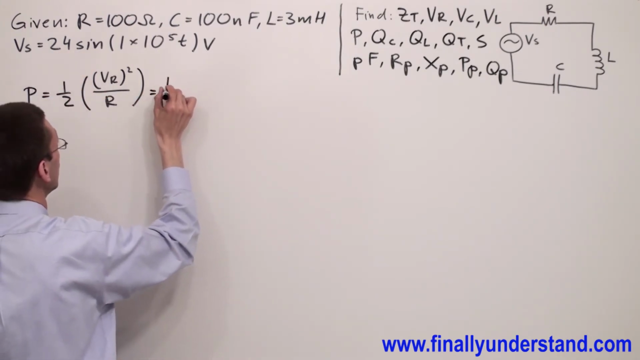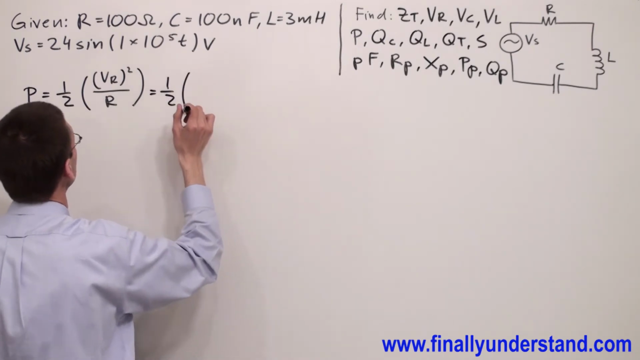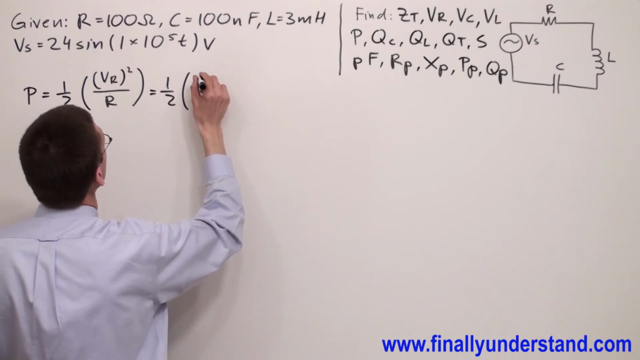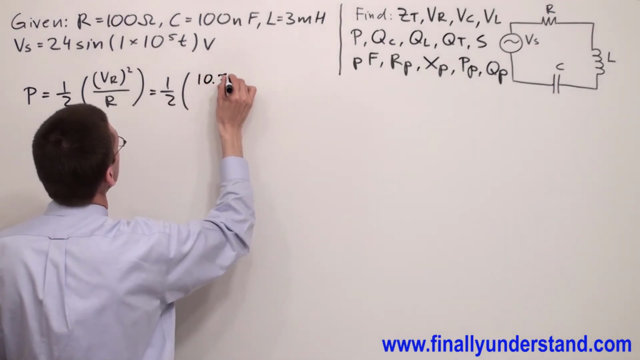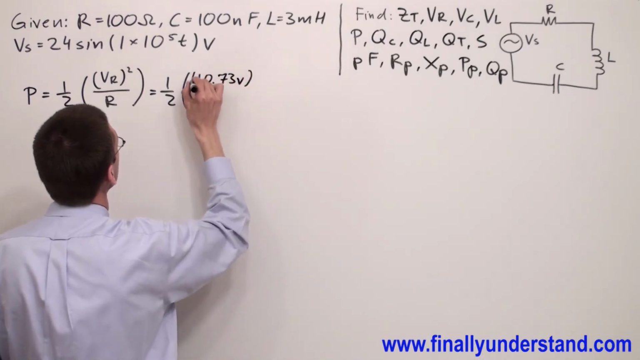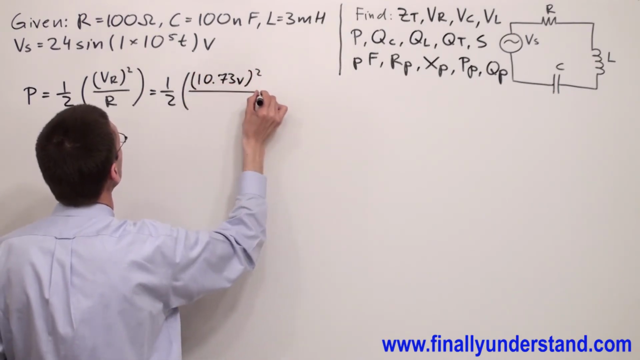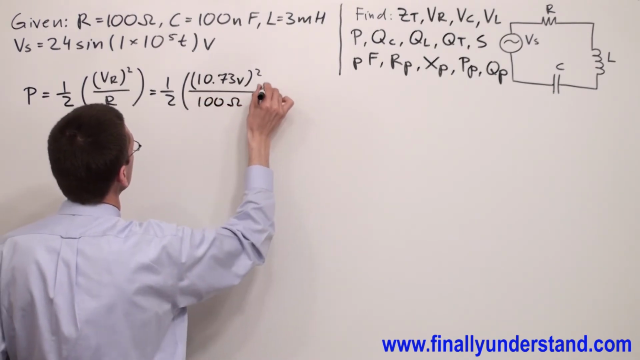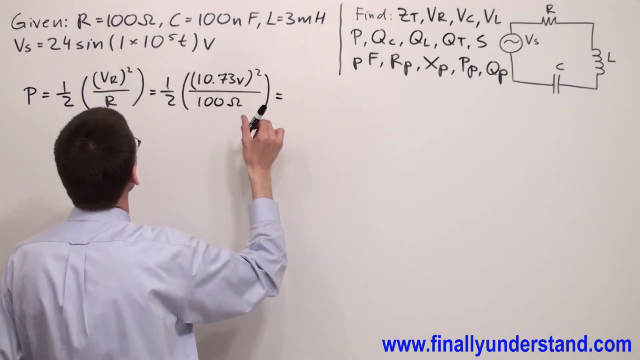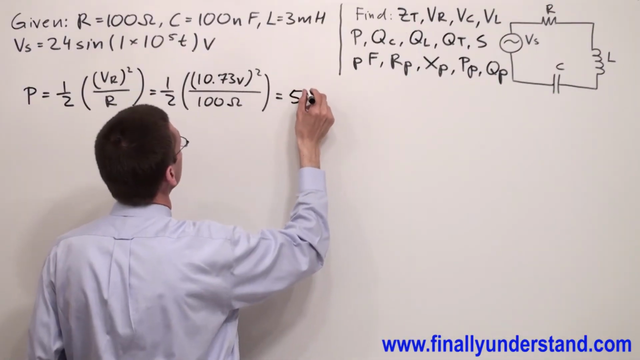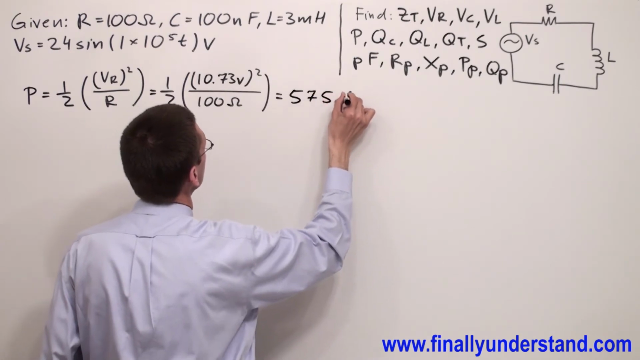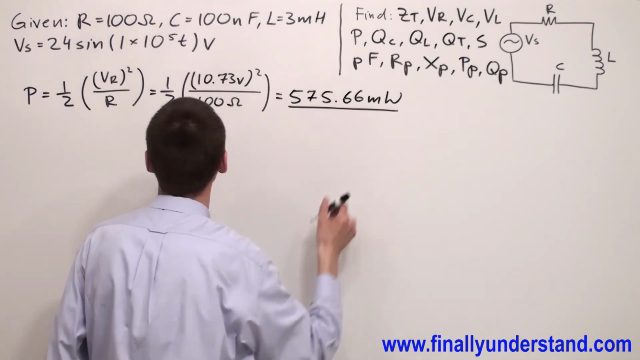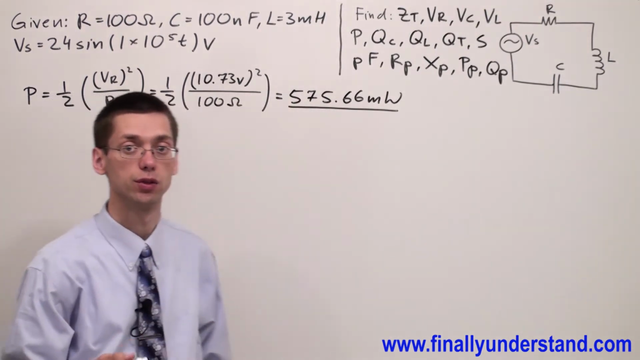So we have 1/2 times VR, which is equal to 10.73 volts raised to the second power over resistance, which is equal to 100 ohms. This is equal to 575.66 milliwatts. Okay, so this is the true power in my series circuit.